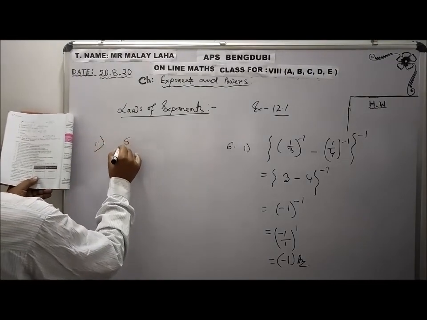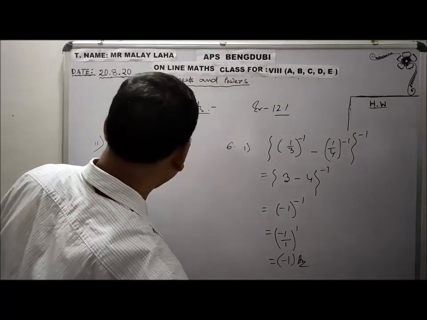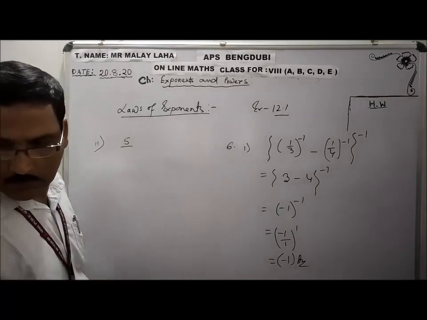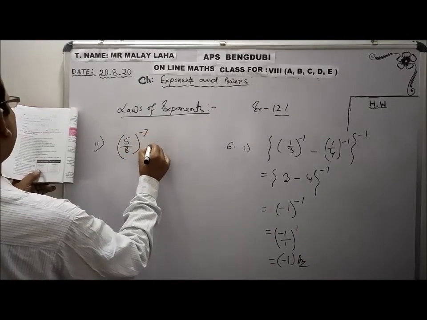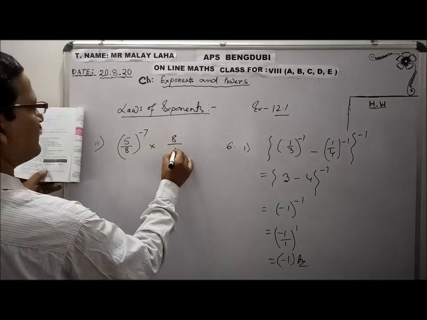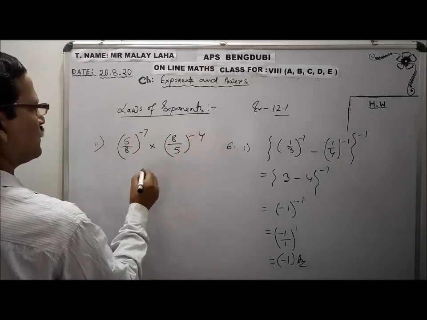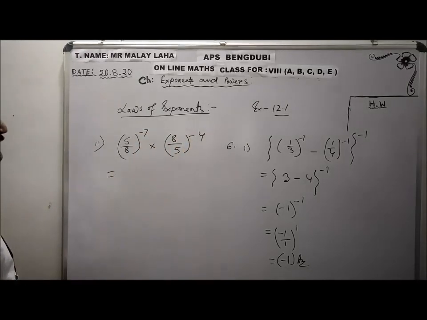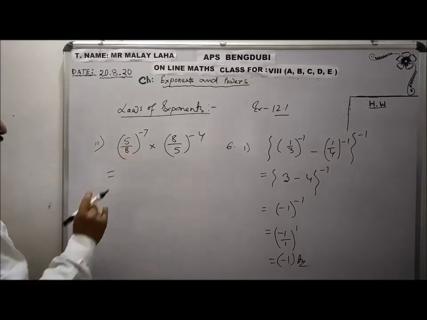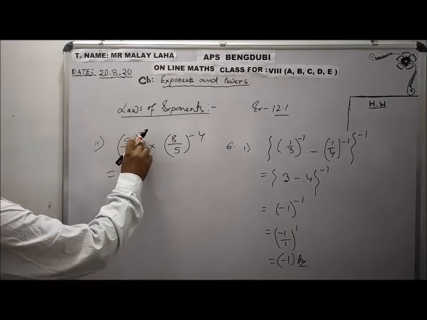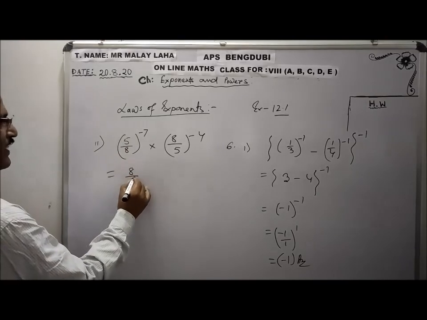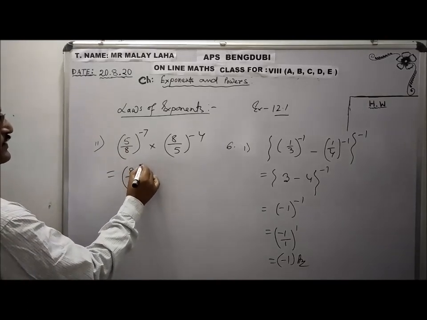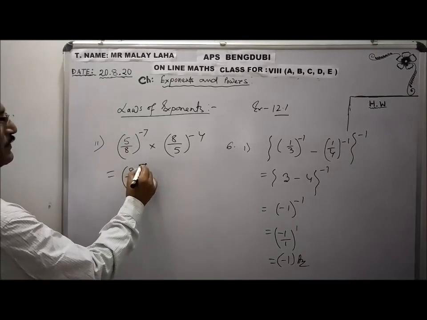So 5 by 8 raised to minus 7, into 8 by 5 raised to minus 4. Is there any similarity here? 8 by 5, 5 by 8. Yes? We have to make them a similar form. What to do? Either this one or that one, you just reciprocate and make it a positive power. So 5 by 8 raised to minus 7 we will convert into 8 by 5 raised to plus 7.